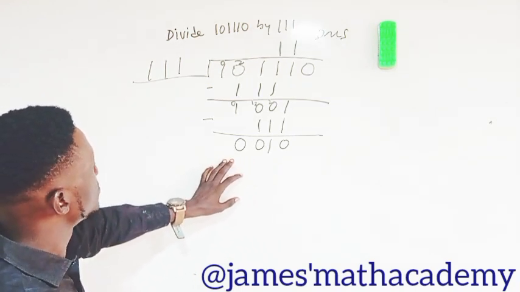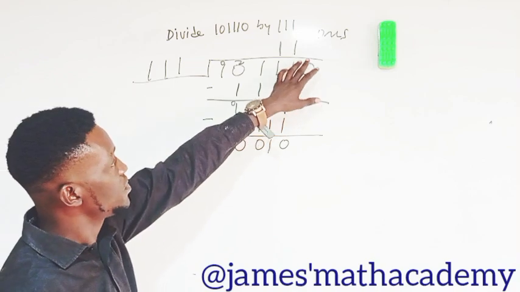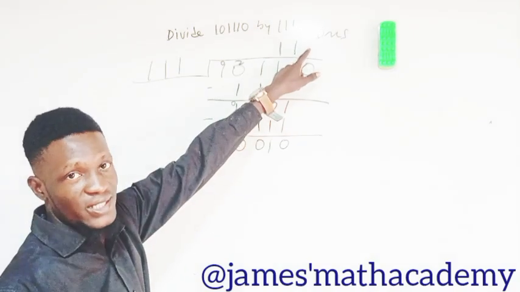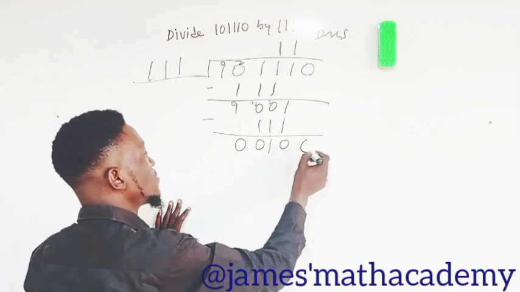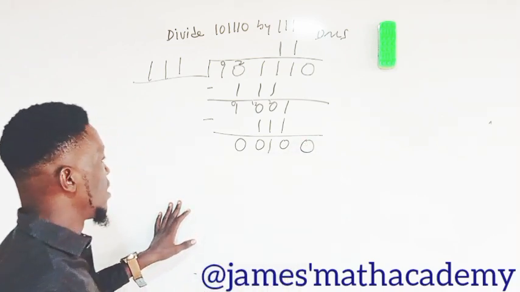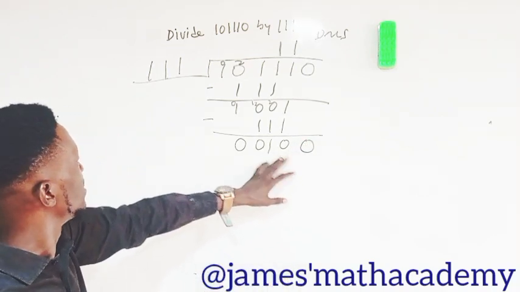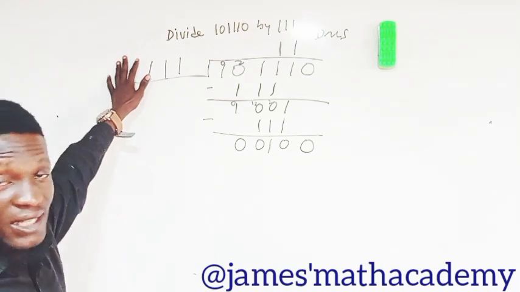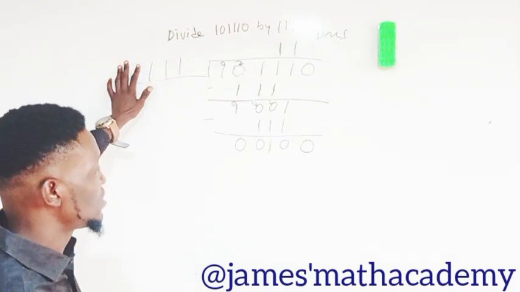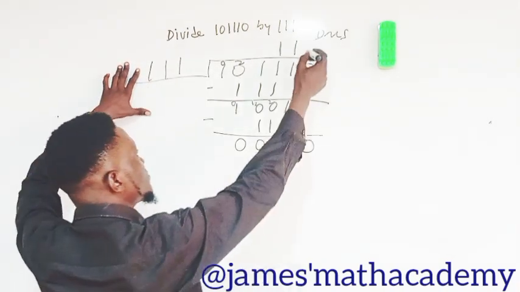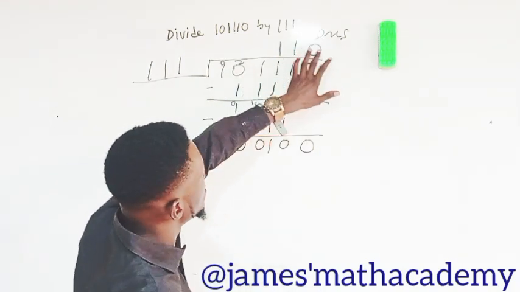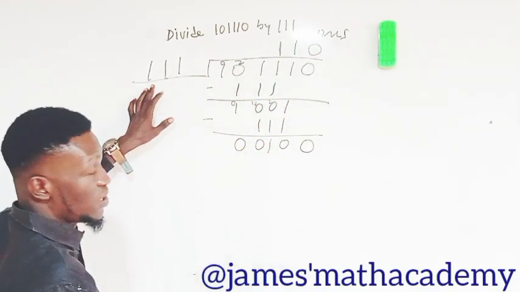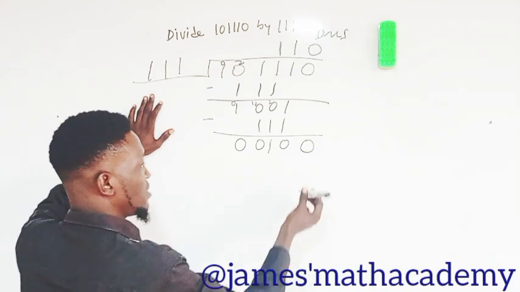Of course, I want to get the number at the top here, isn't it? So I have to bring this 0 down. Okay. Is 100 bigger than 111? The answer is what? Is no. So I'm going to put 0 here. And my multiplication, there is 0 times 111 is what? It definitely is 0.